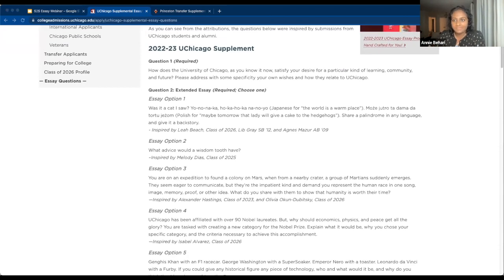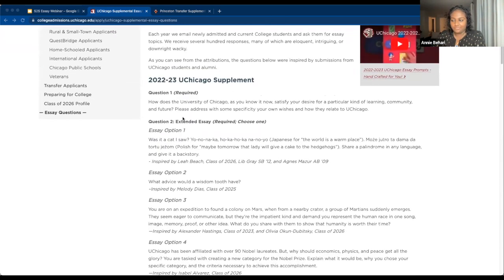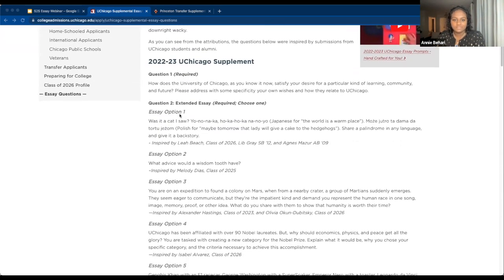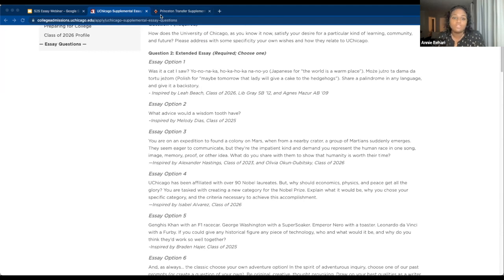So those are some transfer supplemental essays. And you can see that for highly selective schools, there are a lot of them. And you really should be thinking beyond what you think most people would write in order to stand out.